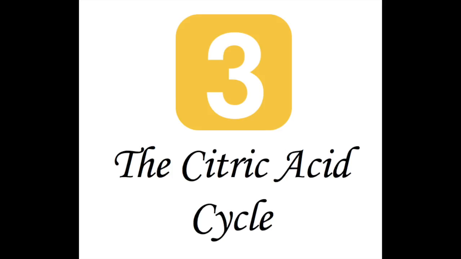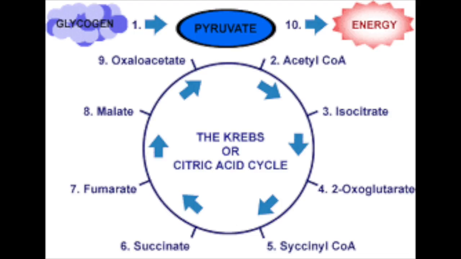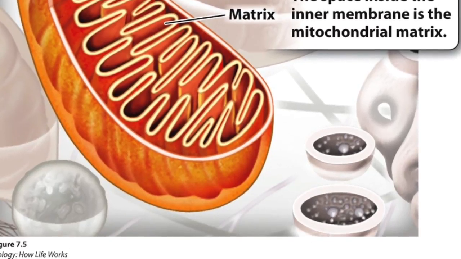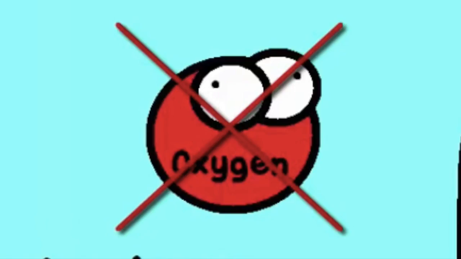Moving into stage 3, the citric acid cycle mentioned earlier, often known as the Krebs cycle, is where the fuel molecule pyruvate, converted into acetyl-CoA's acetyl group, is completely oxidized. We are still in the mitochondrial matrix, and this stage is an anaerobic reaction.